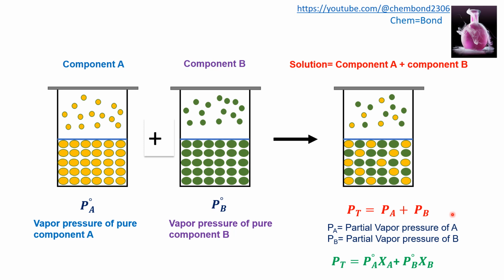From Raoult's law, we know that the partial vapor pressure of component A or B is equal to the vapor pressure of pure component multiplied by the mole fraction. So in case of PA, we will put P naught A multiplied by XA. In case of PB, we will use P naught B multiplied by XB. So it is clear that P naught A and P naught B are the vapor pressures of pure component, and PA and PB are the partial vapor pressures of component A and component B.